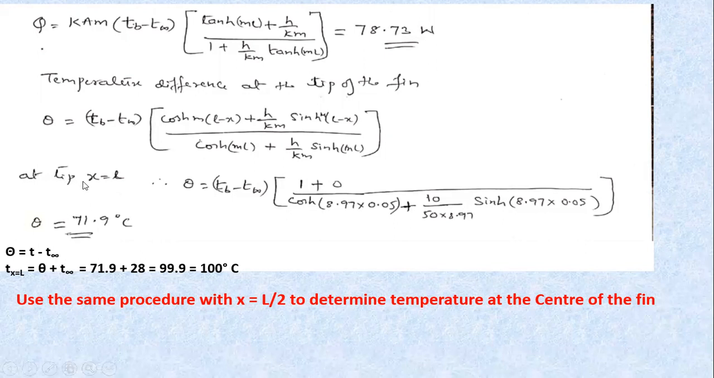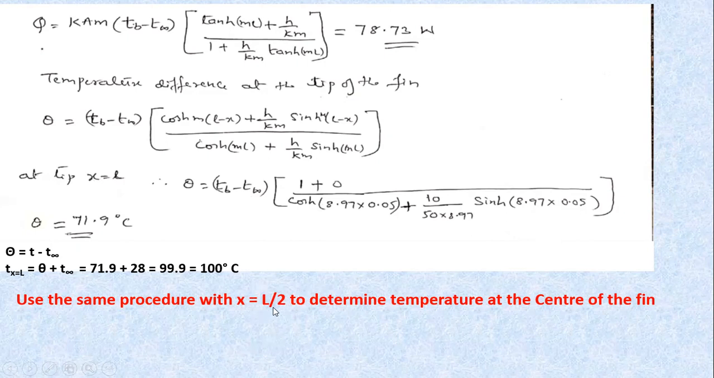Since we are taking at the tip, that means the temperature difference between the tip and the fin is 71.9 degrees centigrade. So what is the temperature at the tip of the fin? Taking the other side, we get the T value as 100 degrees centigrade. Now see here, only for the tip of the fin is the temperature calculated. Now please use the same procedure to get the temperature at the center of the fin.